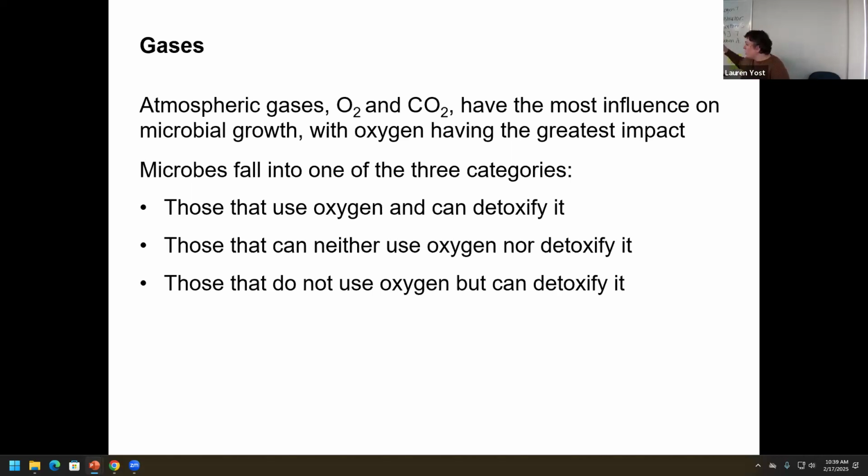It can't use oxygen. It doesn't use oxygen. And if you put it in oxygen, it'll kill it. And that's why it has endospores, so that it can hunker down in this horrible toxic oxygen environment until it gets somewhere where there's no more oxygen.